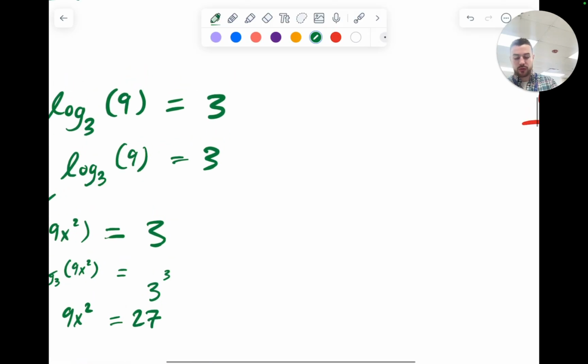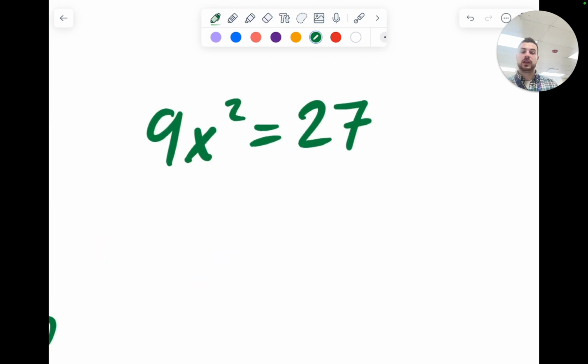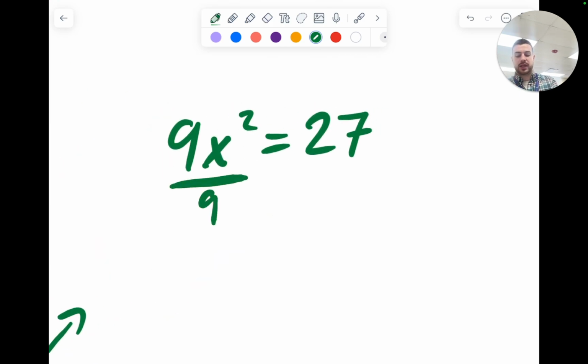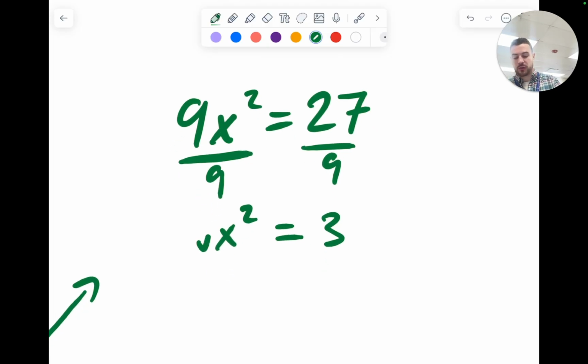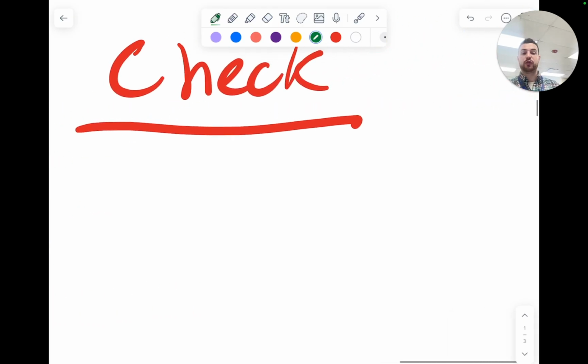Now I'm a little bit short on room, so I'm actually going to finish this off over here. And all I have to do here is divide by 9, divide by 9. I get x squared equals 3. And then to get rid of my square, I'm going to have to take the square root of either side. We get x equals plus or minus the square root of 3. Now, that's a pretty ugly solution, but it doesn't really change anything for us. Our solutions are positive square root 3 and negative square root 3, both of which need to be checked.